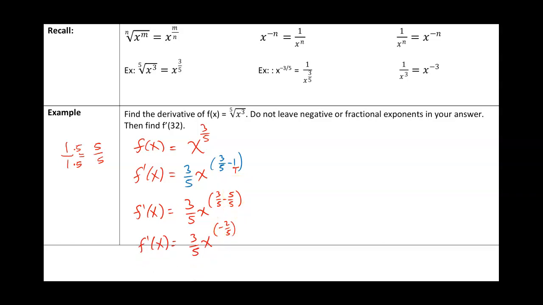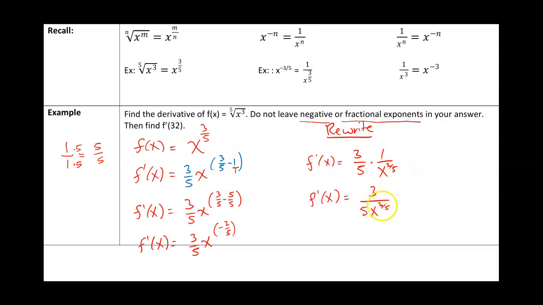Now we can't stop here because it says do not leave any negative or fractional exponents in your answer. So first we have to convert x to the negative 2/5 and rewrite this in terms of a positive exponent. So anytime an exponent's negative, by this rule over here, we're going to move it to the other side and make it positive. So if it's a numerator, it goes to the denominator and vice versa. So we're going to put this on the denominator and rewrite it as 3/5 times 1 over x to the 2/5 according to this rule. Now, since 5 and x to the 2/5 are both on the denominator, we can just multiply those. So we have 3 over 5x to the 2/5.